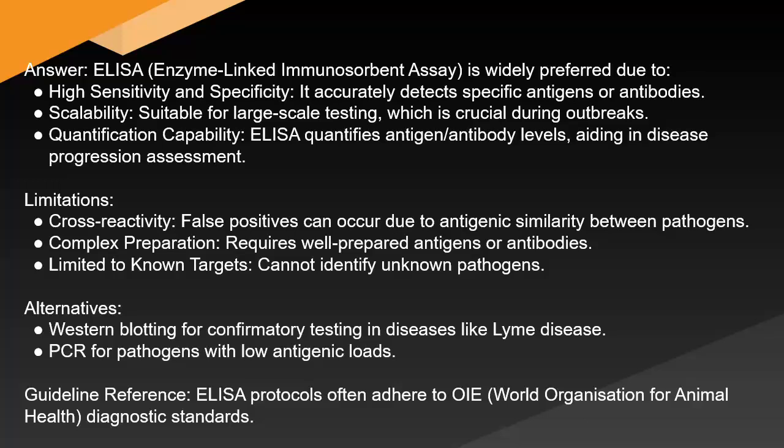Complex preparation requires well-prepared antigens or antibodies, limited to known targets. Cannot identify unknown pathogens. Of alternatives: Western blotting for confirmatory testing in diseases like Lyme disease, PCR for pathogens with low antigenic loads. Guideline reference. The ELISA protocols often adhere to WOAH, World Organization for Animal Health, diagnostic standards.